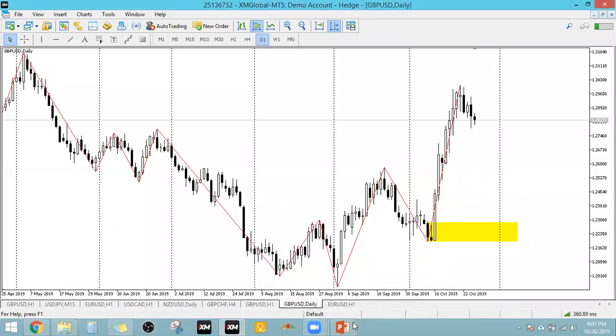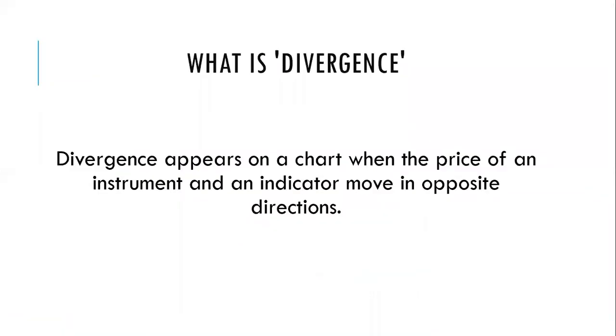Now moving forward, no? Let's move forward. Okay. So ito naman po, no? Next topic is divergences, no? What's a divergence? So a divergence is basically it appears on a chart, no, when the price of an instrument and an indicator move in opposite directions. So ano po ibig sabihin?